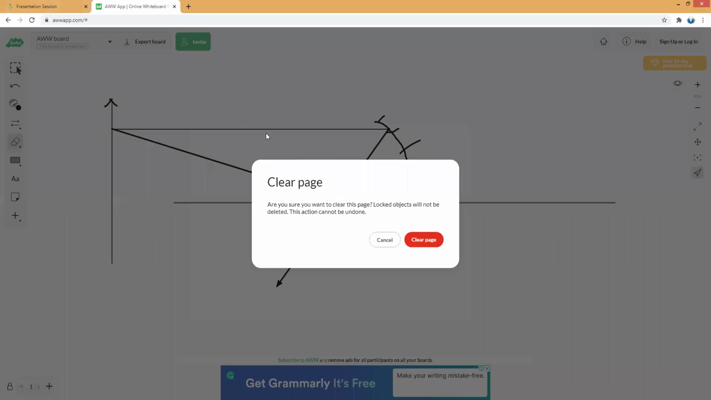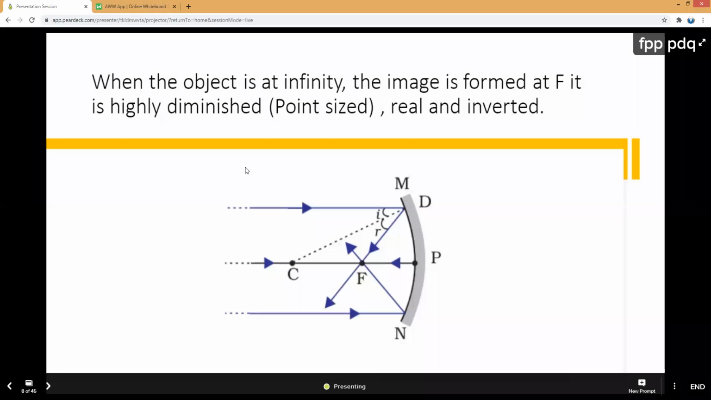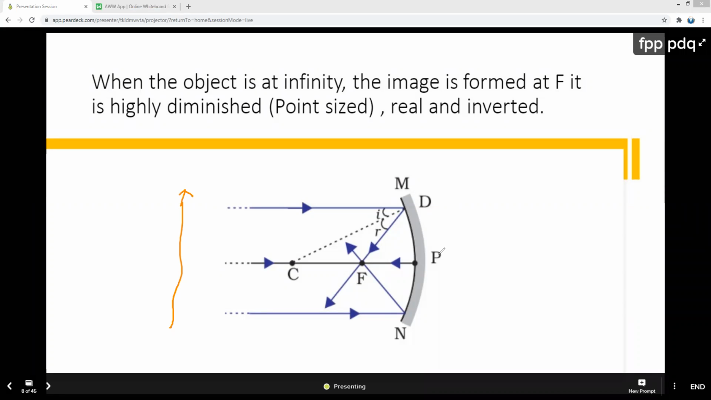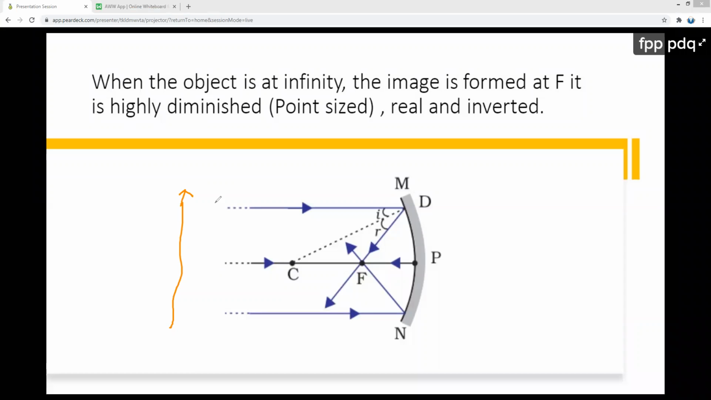Okay, so basically, when you have an object at infinity, you can draw as many rays of light as you want. They will all go parallel to the principal axis, and they will reflect and converge at the focus. So the image is point-sized, because you can literally see there's no extended image formed. Usually in concave mirrors the image is inverted, but over here it's point-sized. It's really small, and also it is real and inverted. Real means it can be obtained on a screen. So yeah, that's the first one.